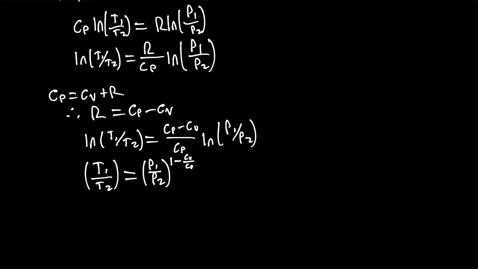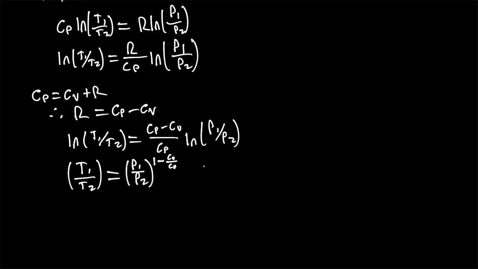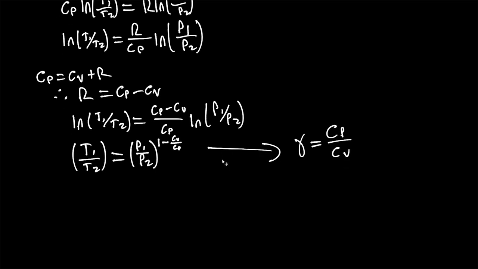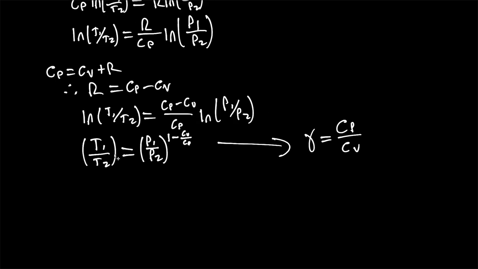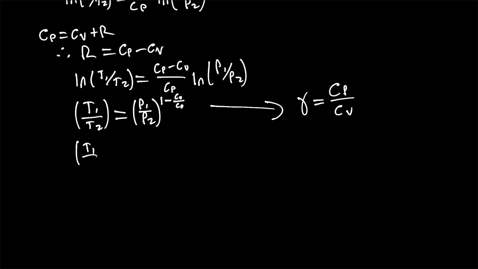Now there's an interesting ratio that's defined here. Basically, for calorically perfect gases, we have a constant called gamma, which is defined as the constant pressure heat coefficient over the constant volume heat coefficient. So for a calorically perfect gas, we can assume gamma to be constant, or even between the two states, if gamma is relatively constant. So this is our temperature ratio, which can now be rewritten as T1 over T2 is equal to the pressure ratio P1 over P2 raised to the power of 1 minus 1 over gamma. It's important to note that that is 1 over gamma, since it is the constant volume heat capacity divided by the constant pressure heat capacity.